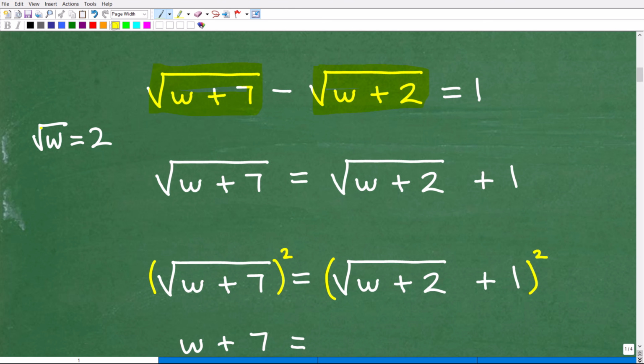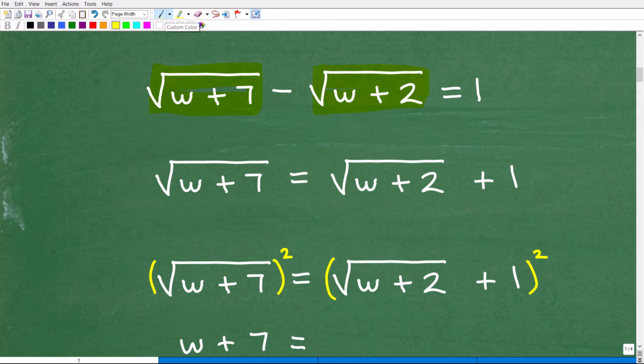Well, what you need to do is get rid of this square root, so we have to square both sides. When we square a square root, we get rid of that square root or radical, and we're just left with w. So in this case, w would be equal to 4. So to get rid of these radicals, we're going to have to square them away, to kind of use that terminology.